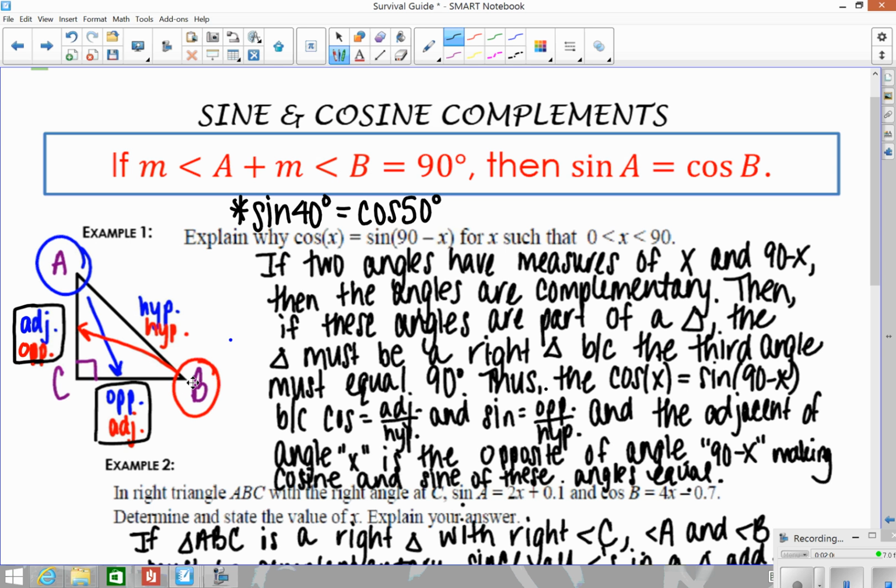The same thing goes for angle B. If I'm looking at angle B, the opposite of angle B is the adjacent of angle A. So if I'm trying to find sine of angle B, that would be the opposite over the hypotenuse, which is really cosine of A, because cosine of A is the adjacent over the hypotenuse. So that's why this works.